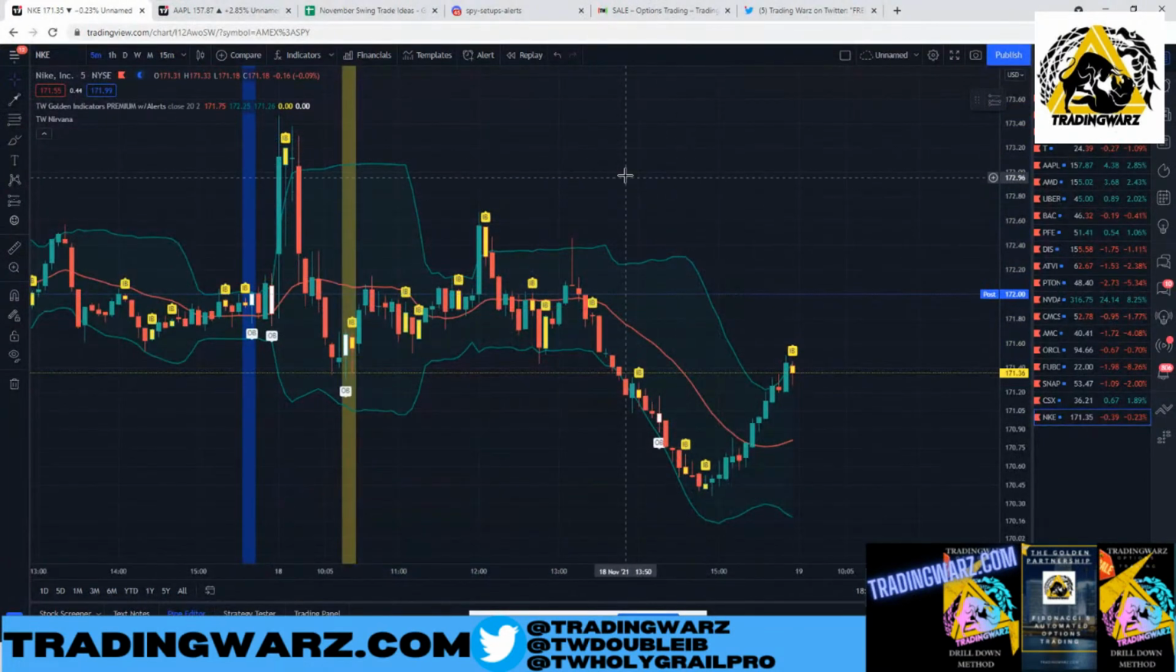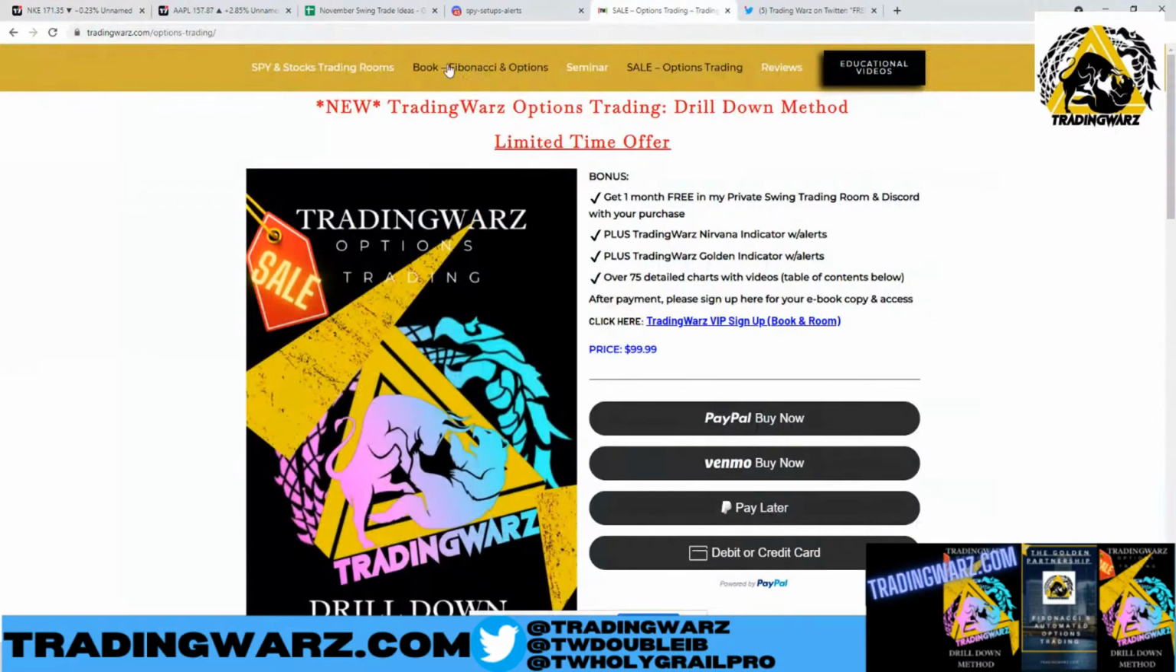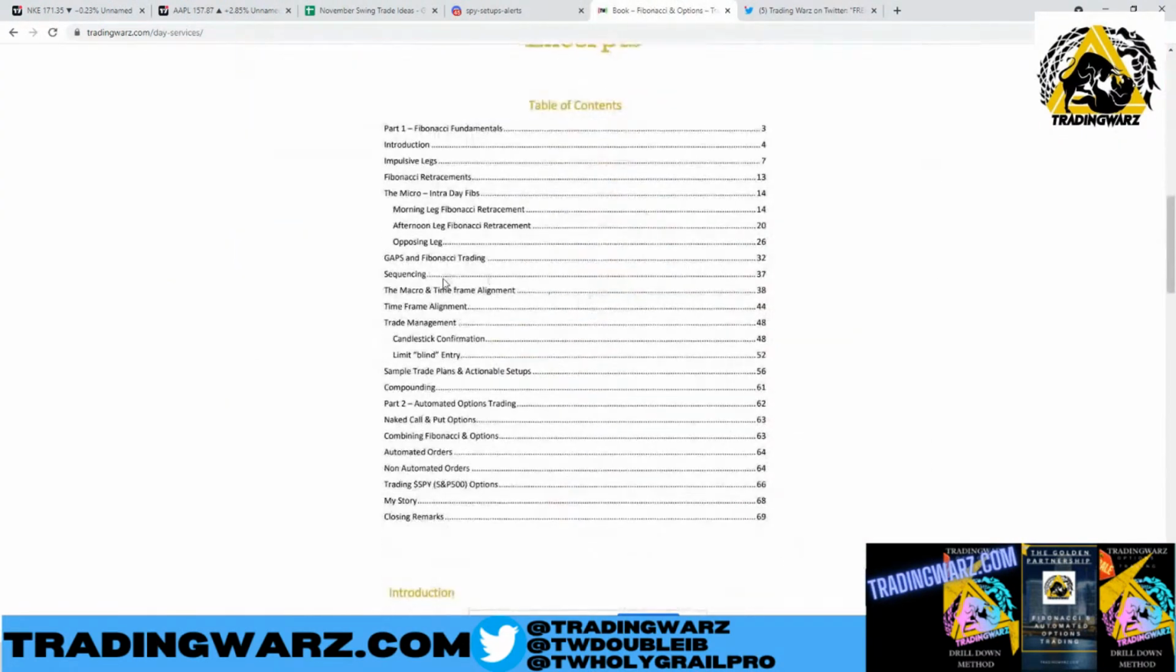And I just want to let you guys know, if you're having trouble with the fibs, use the fibs and combine it with the candlestick, guys. I wrote about this in here. Combine the Fibonacci with the candlesticks. That's going to look right here. Candlestick confirmation. Do that. It's going to help you out.